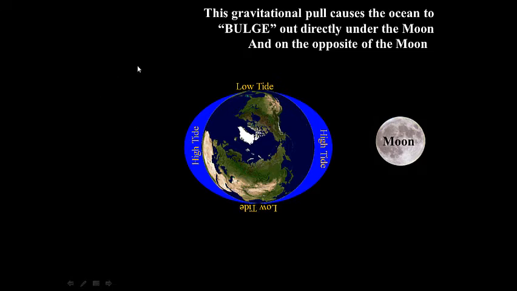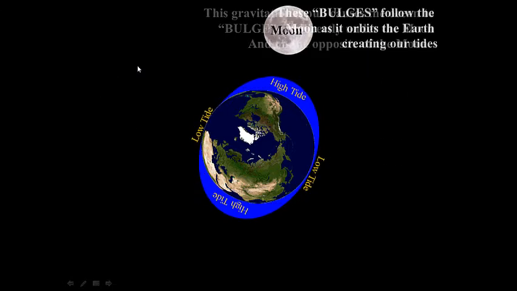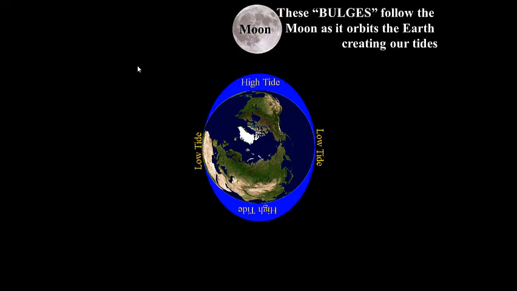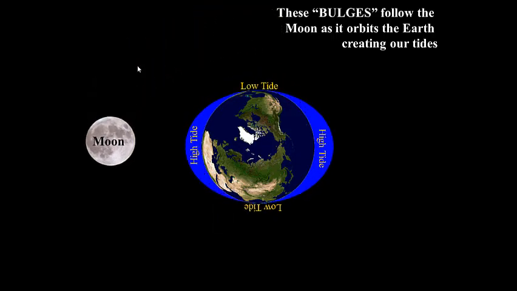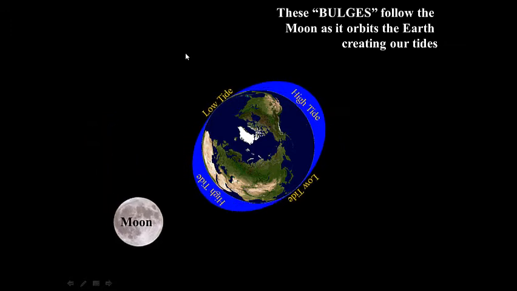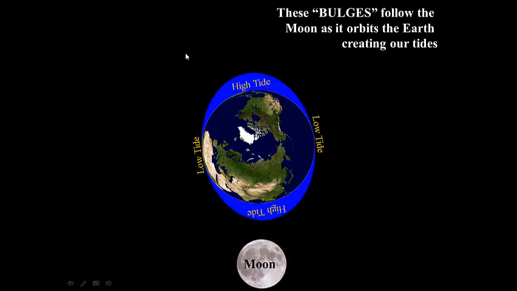And as you know, the moon does what? It goes around the Earth. So these bulges follow the moon as it orbits the Earth, the high tide. The moon goes around, and the high tide follows it, right? And the low tide does too. So this is one way we get our tides.